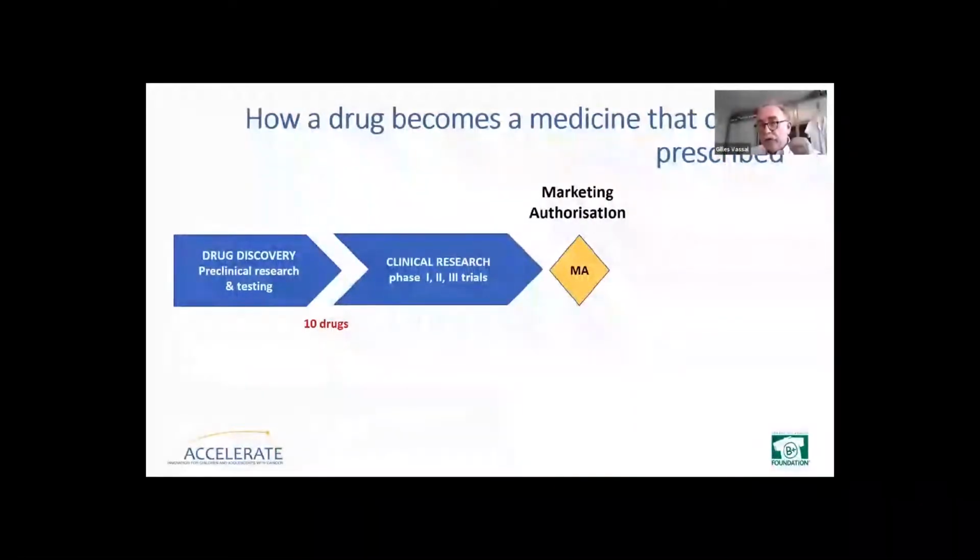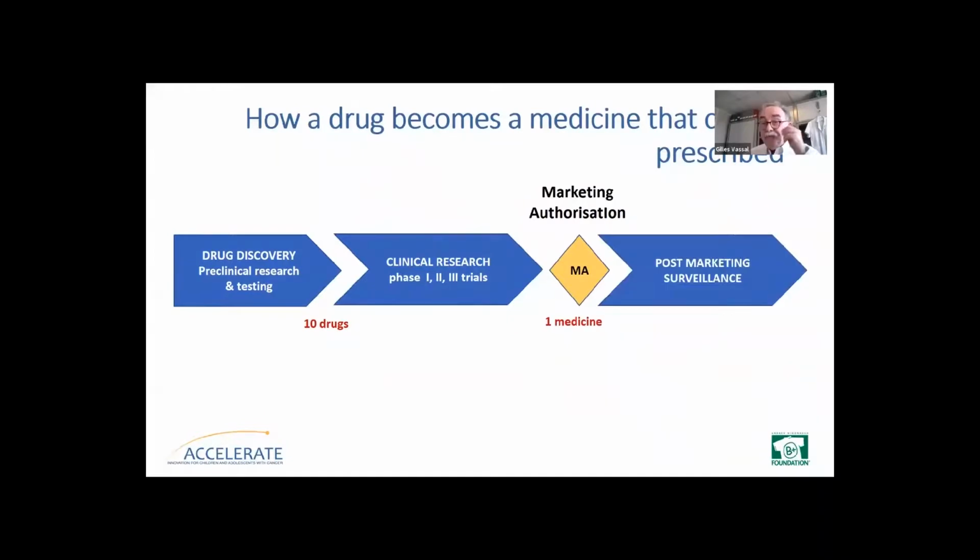For 10 drugs entering drug development in adults, only one, as an average, becomes a medicine approved. After the approval, there is a post-marketing surveillance, which is important because at the time the drug is prescribed to many more patients than the number of patients who participate in clinical trials. And it is very important to make surveillance to watch what is happening to the drug in the real life.